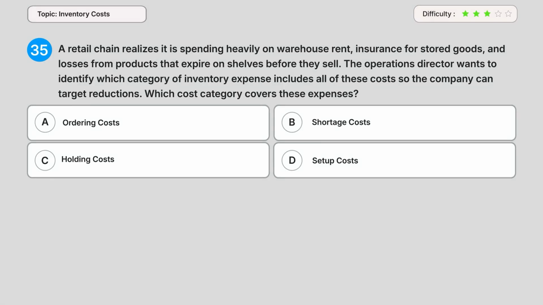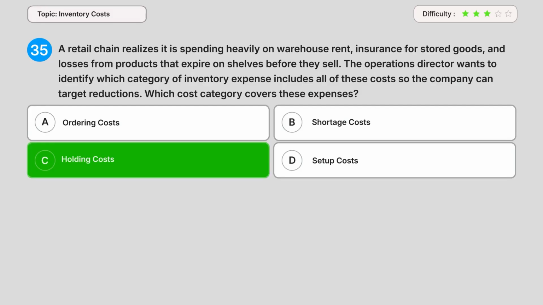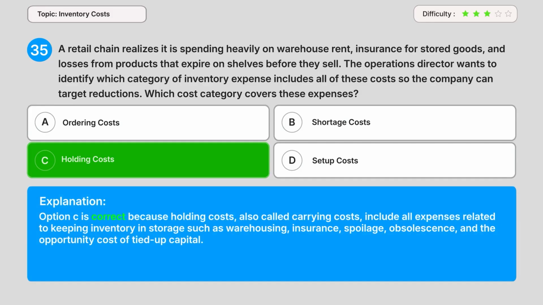Correct answer, C, holding costs. Explanation: option C is correct because holding costs, also called carrying costs, include all expenses related to keeping inventory in storage, such as warehousing, insurance, spoilage, obsolescence, and the opportunity cost of tied-up capital.